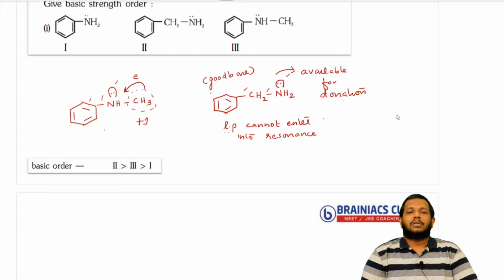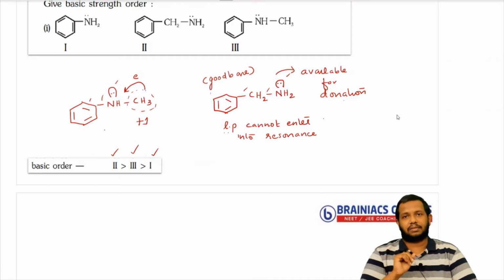Correct? So if you consider this, now I can say what the order should be. The better good base is the second one. Correct? Then who will come next? I can say the third one, because it has resonance against the base but plus I effect helping. The first one does not have any plus I effect, it only has resonance. So that's the reason why it is a weak base. Clear?